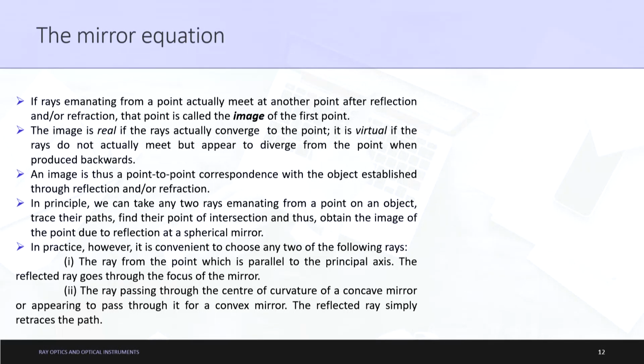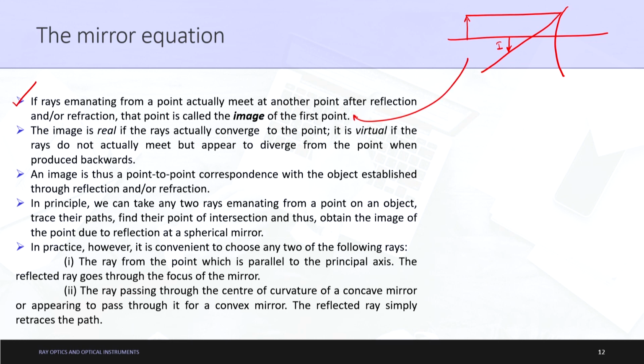If the rays emanating from a point actually meet at another point after reflection or refraction, that point is called the image of the first point. So, what is an image of the first point? Let me make it using a diagram. Let us suppose this is an object here. After some discussions, we found that the image was of this height. So, if the image is formed here, it is a real image. This is the basic definition being talked about here.